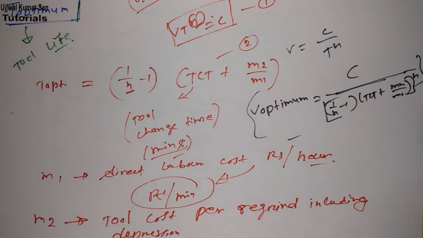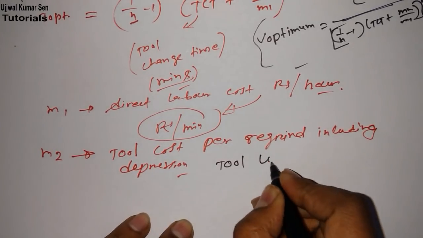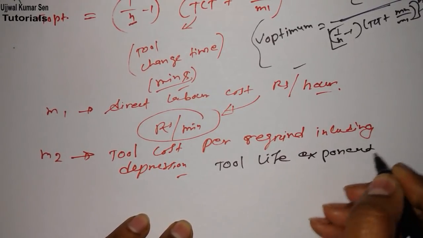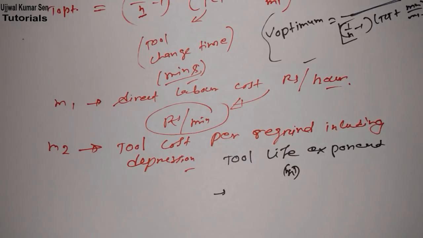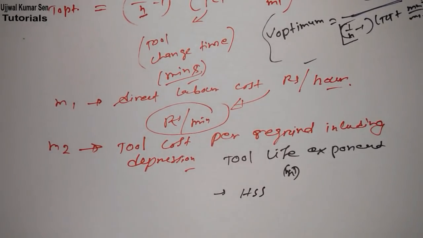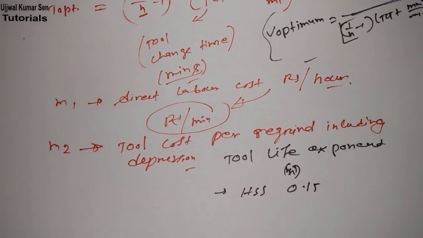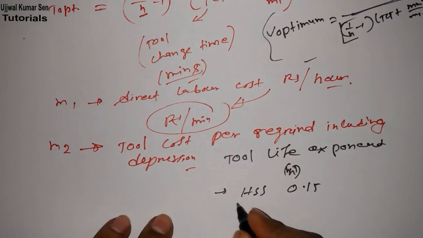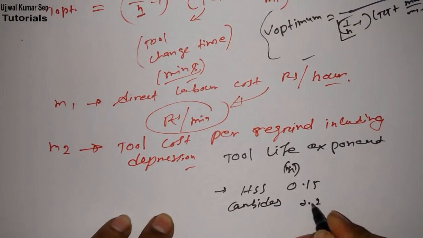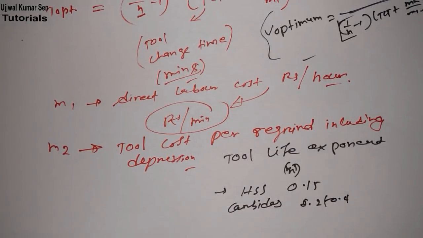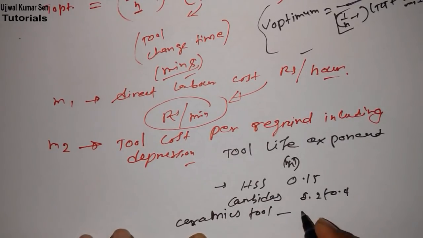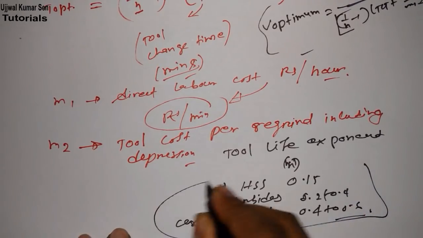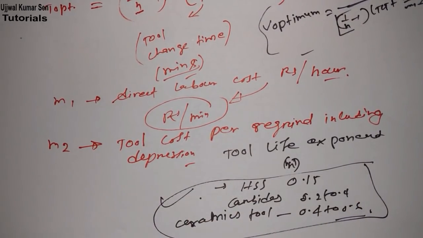At the end of the video, I will share with you a few data points about the tool life exponent, that is, N is the tool life exponent. Actually, the tool life exponent varies from material to material. Different materials have different tool life exponent values. Suppose we have high speed steel, its exponent value is 0.15. If we have carbides, its value is 0.2 to 0.4. Now think about ceramic tools, then its value is 0.4 to 0.6. So these values you can remember, probably it will be helpful for you in future.